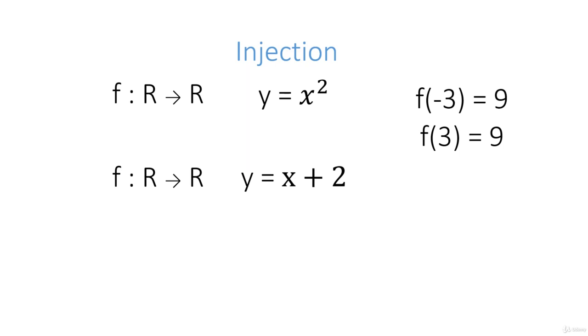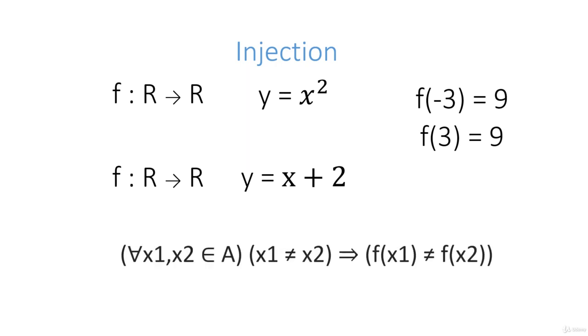So if I write this definition mathematically, a function from A to B is injective when for every x1 and x2 from A, if x1 is not equal to x2, the returned value is also not equal. So f of x1 is not equal to f of x2. I hope this makes sense.